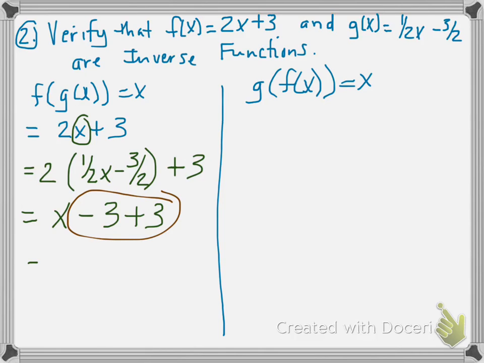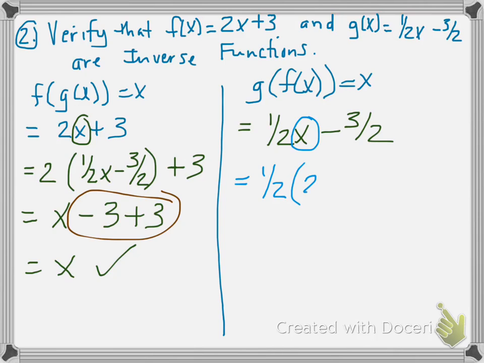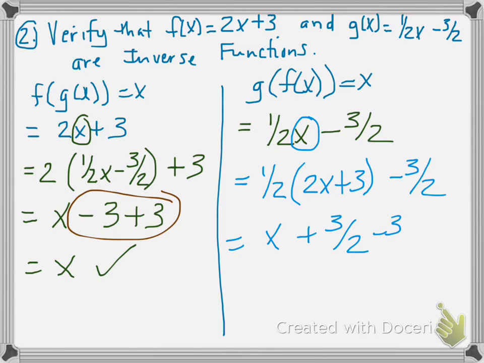Once again, these two cancel. So this is why we have x. Now the next one, we start off with g of x, which is 1/2 x minus 3/2. Then we substitute for the x, 2x plus 3. So that's 1/2 times 2x plus 3. Don't forget to bring down the negative 3 over 2. We distribute: 1/2 times 2x is x, 1/2 times 3 is 3/2, minus the 3/2. So these again will cancel, and then we know that this is x.